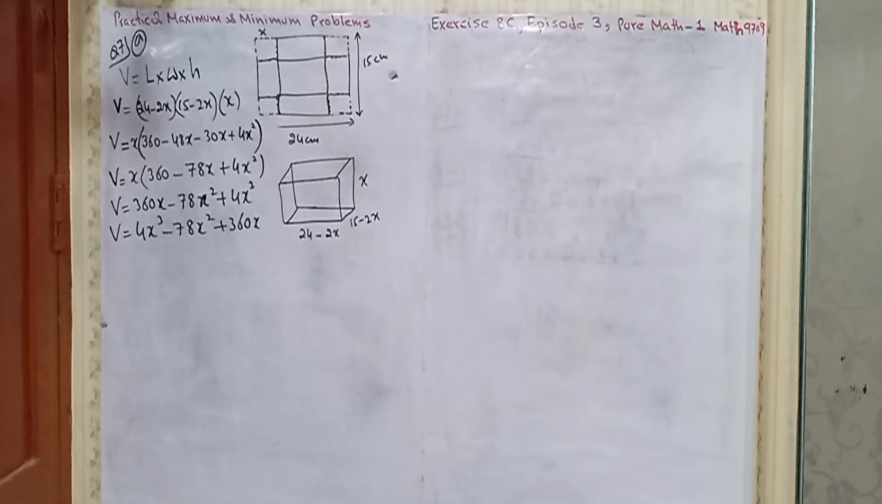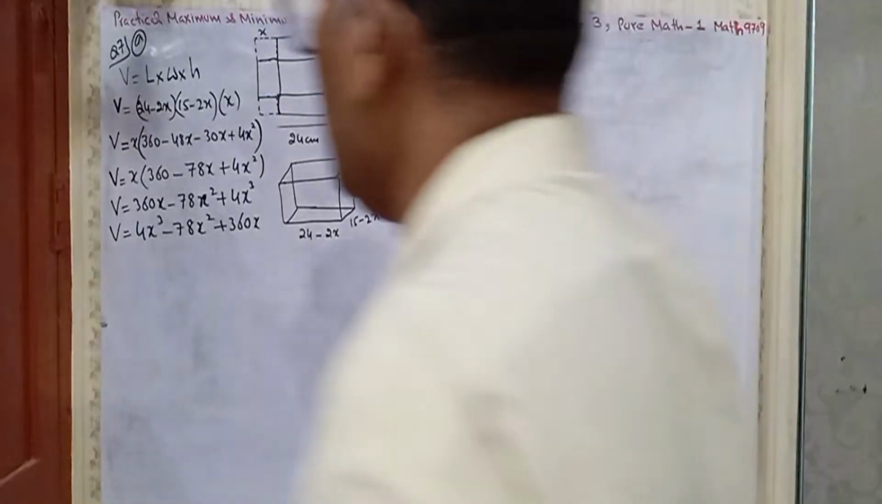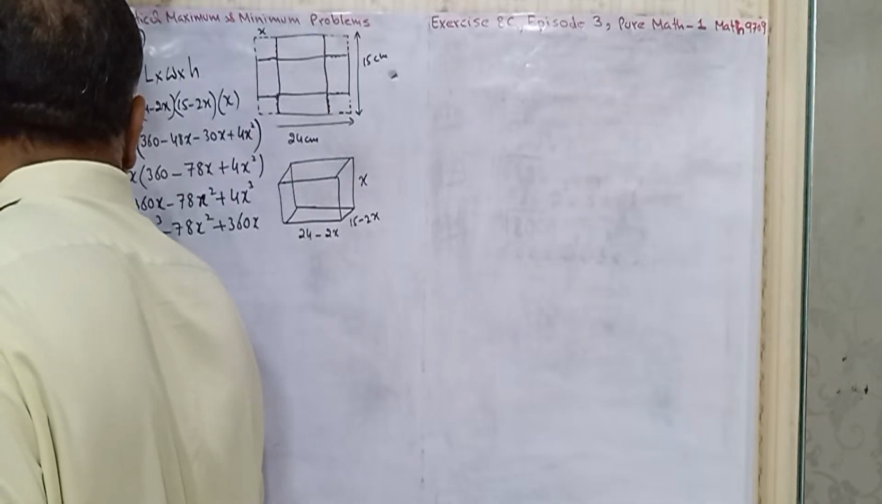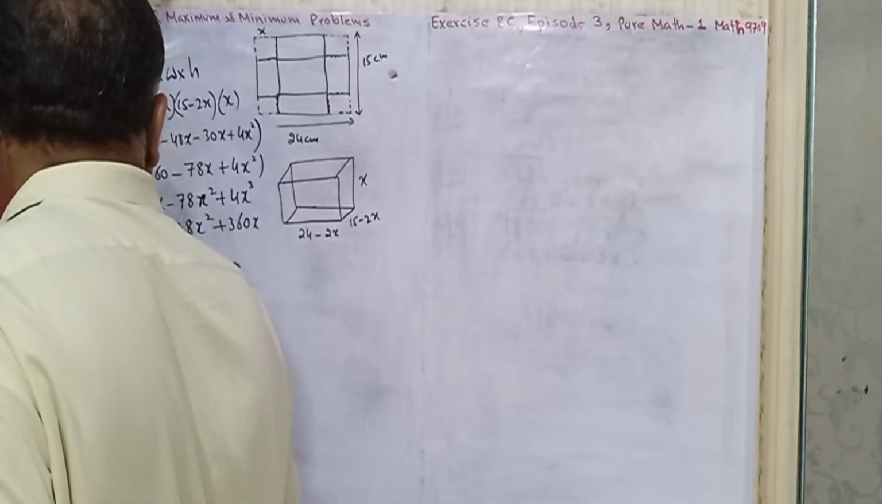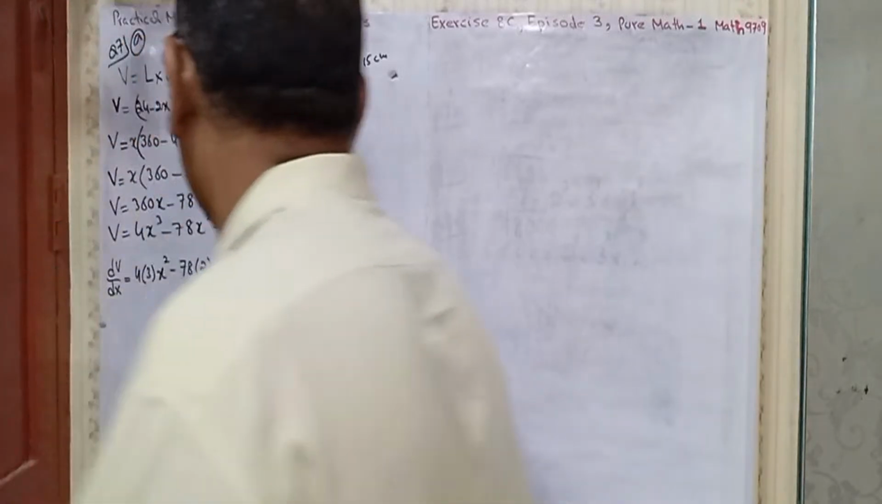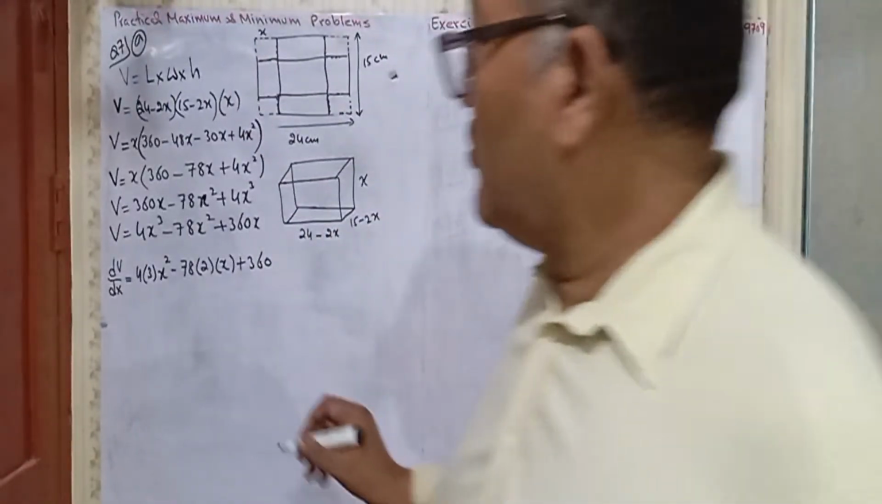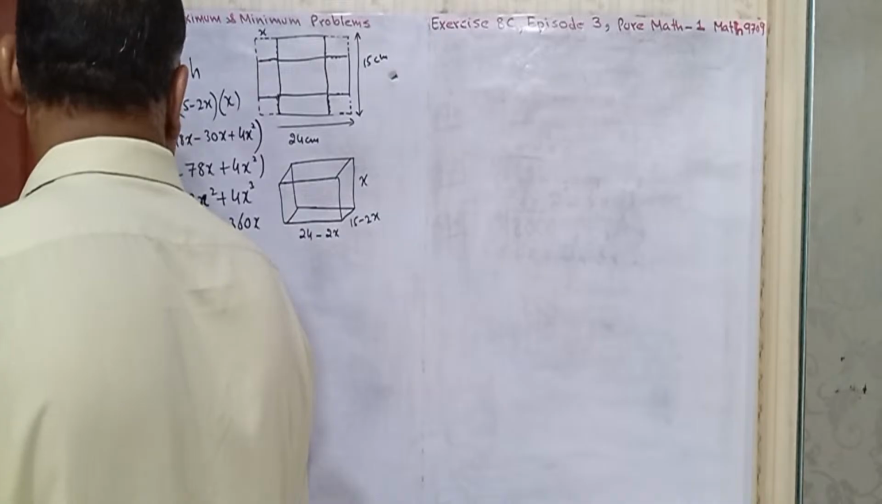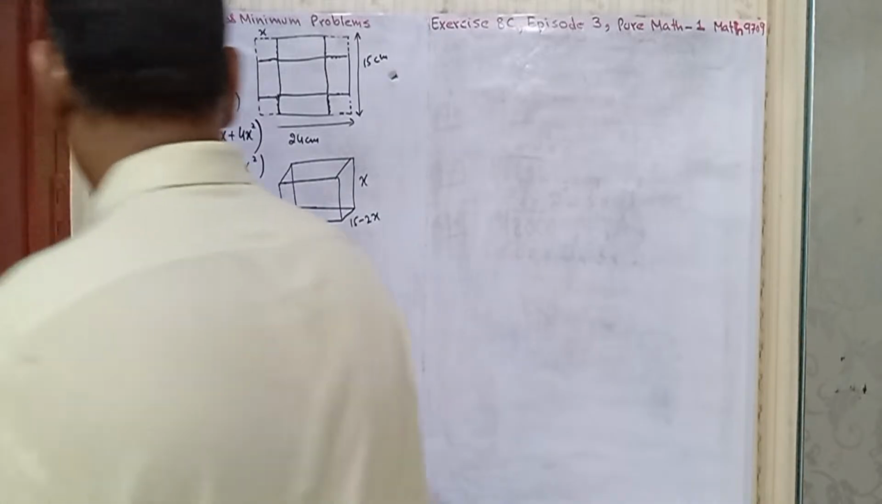Then in the B part, it says find the stationary value of V and the value of x for which this occurs. So I have to find out the value where the stationary point occurs. For that purpose, we have to differentiate it. So I will find dV by dx. It will be dV by dx equals 4 into 3 into x square minus 78 into 2 into x plus 360. So this will become 12x square minus 156x plus 360. This is my dV by dx.